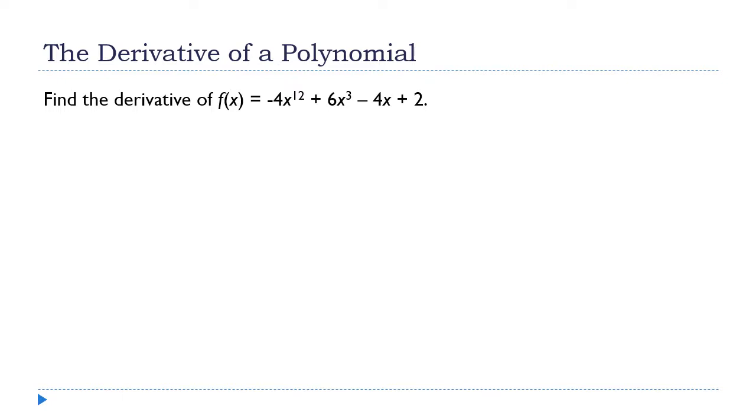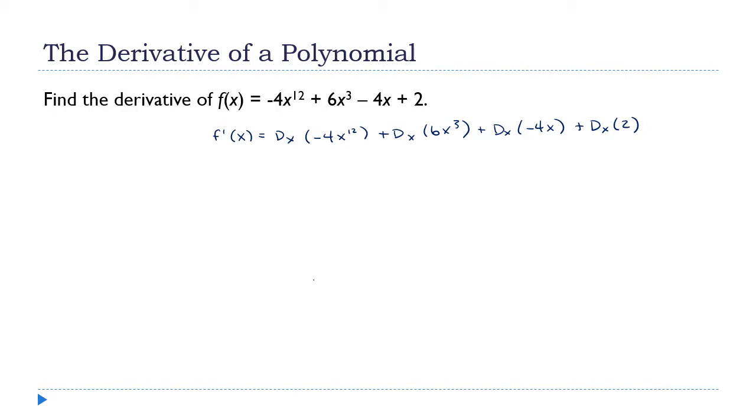So let's try something even bigger. What's the derivative of this thing? Well, f prime of x equals. Now I'm going to use all three rules really. I'm going to take the derivative of the individual pieces. Remember rule number 2 and 3 said the derivative of a sum is just the sum of the derivatives. So I'm going to do the derivative of -4x to the 12th plus the derivative of 6x to the third plus the derivative of -4x plus the derivative of 2.